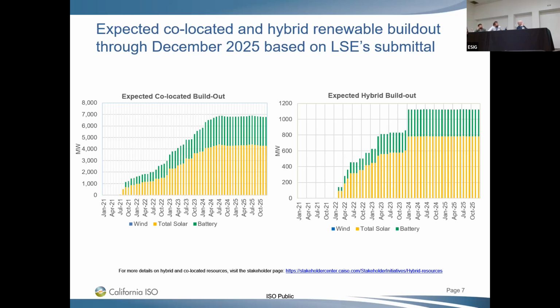On the left, megawatt wise, we have a lot more co-locateds expected to come onto the California ISO system. By the time we get into 2023, about the 6,000 megawatt mark. Hybrid resources are expected to start growing more than what we've seen on the co-located side, but not quite as much yet. By 2023, they're at about 800 megawatts on the system. This data comes from LSEs.